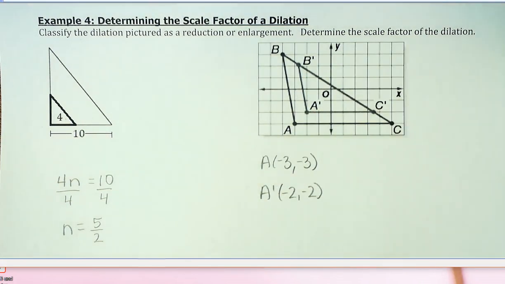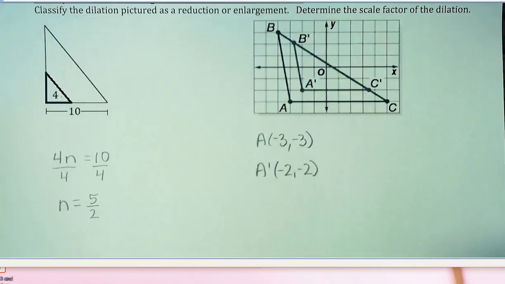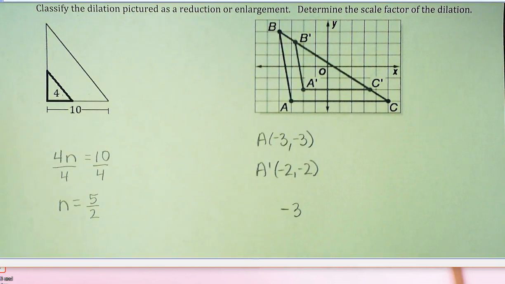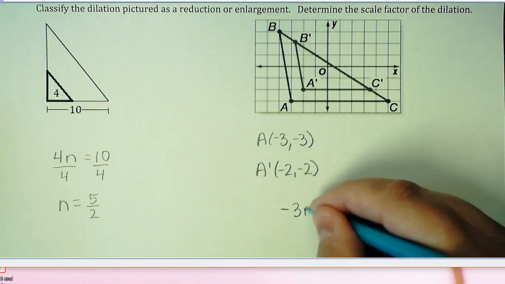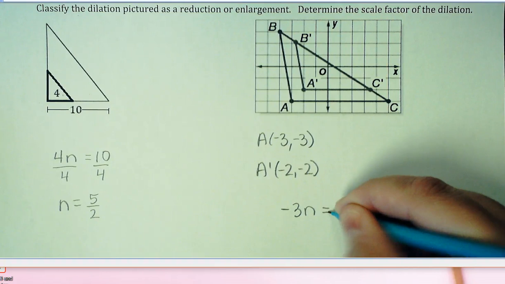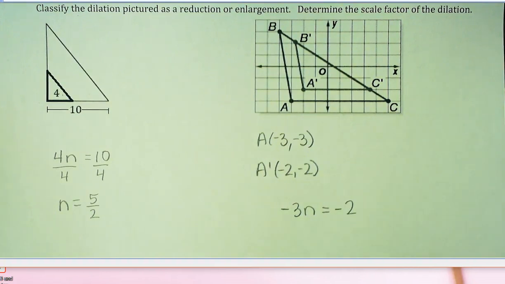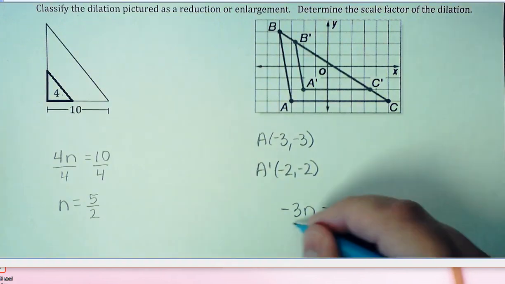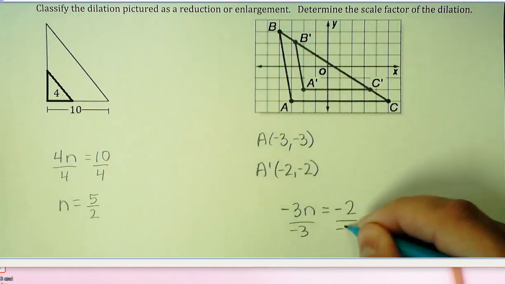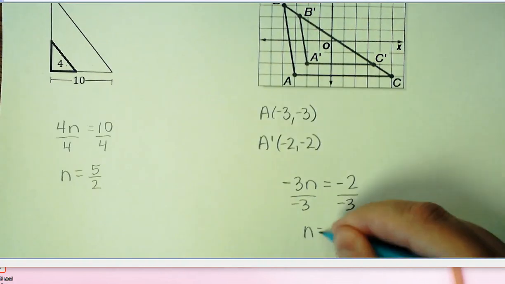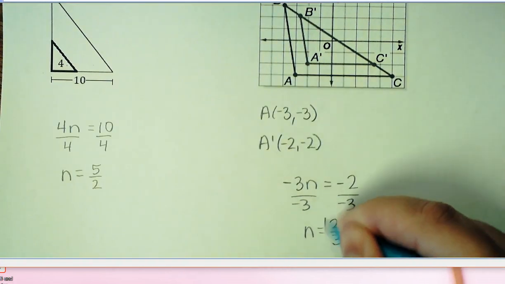So we're going to compare, like, what are we doing to these numbers? So -3 is my original. Make sure you get your original. Your original multiplied by your scale factor is going to be equal to your image. So what am I doing to that -3 to change it into a -2? And the negatives should always cancel out if you have something like that. You can't have a negative scale factor. So this would just reduce to be 2/3.